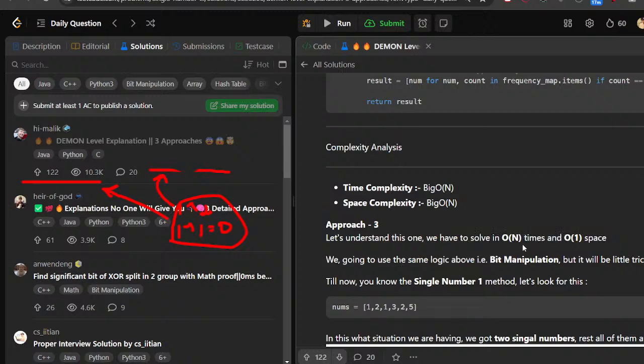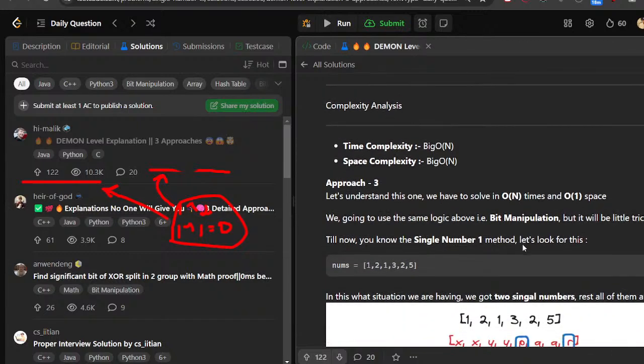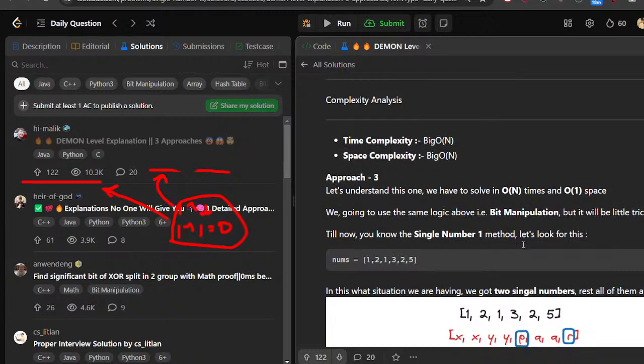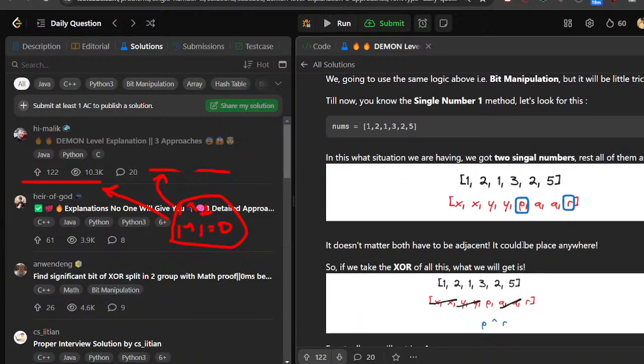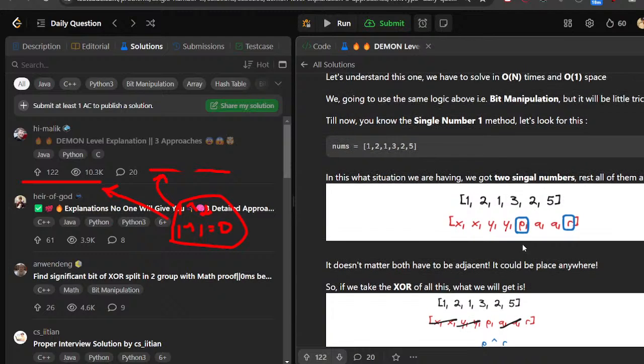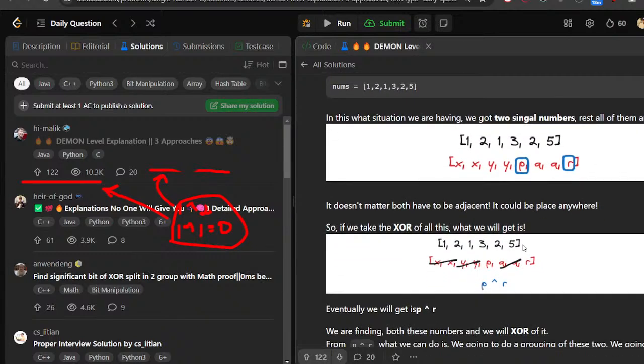We can solve it. We have to solve in O of n time and O of 1 space. We are going to use the same logic, bit manipulation, but a little tricky. Till now we were looking for a single number. In this situation we have two single numbers and all the others have pairs. It doesn't matter whether both are adjacent; they could be placed anywhere.